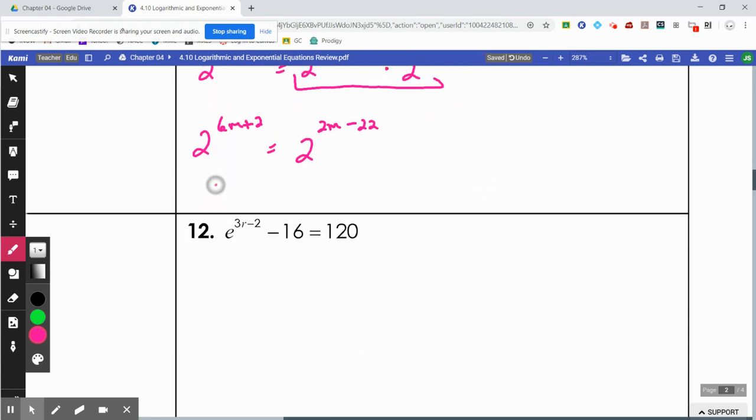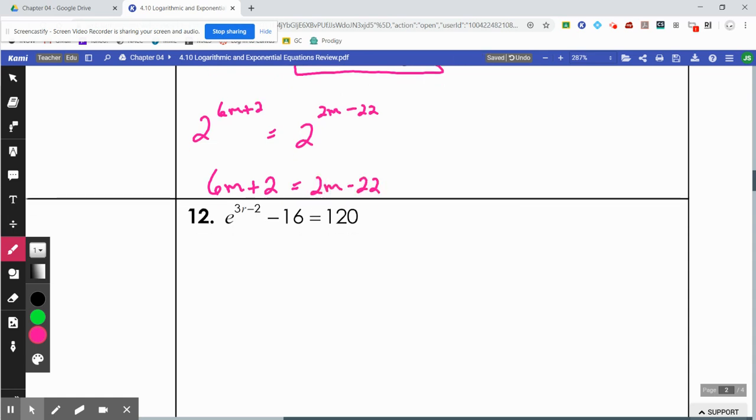Since the bases are now the same, let's set our exponents equal to each other. 6m plus 2 equals 2m minus 22. Move all your m's to the same side, gives you 4m equals, move the 2 by subtracting, that'd be negative 24. So m would be negative 6.